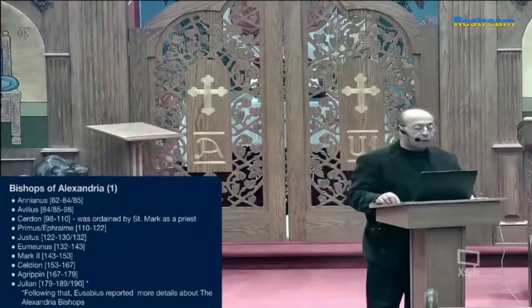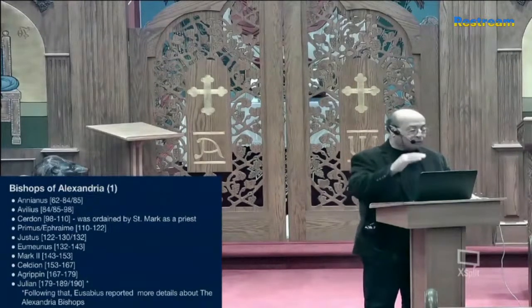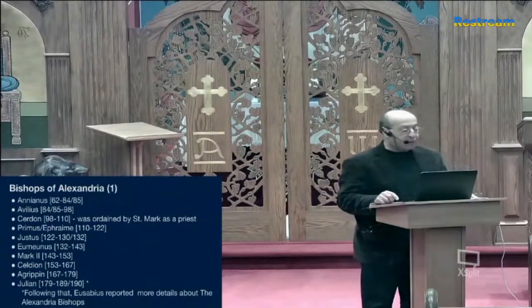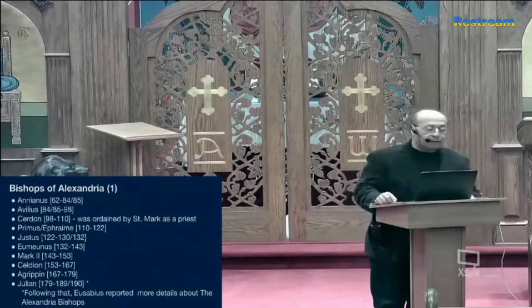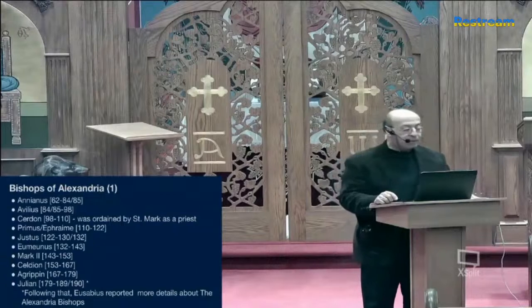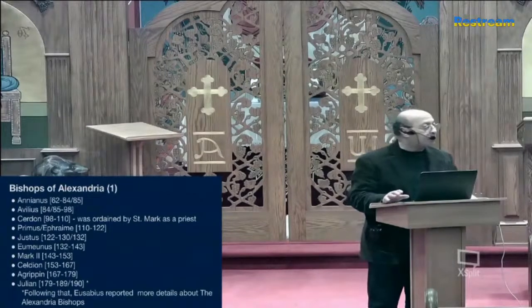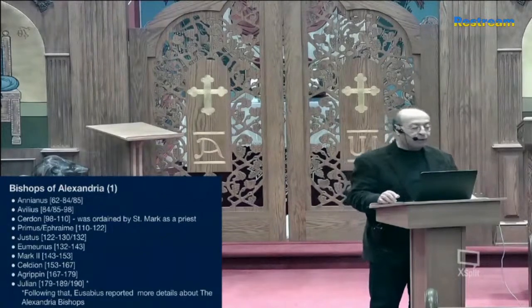So Ananias, that's the name that we need to know. But others, we'll just mention quickly: Avilius, Sardon, Primus, Justus, Eumnus, Mark II, Seldion, Agrippin, Julian, and then following Julian, Eusebius reported more details about the Alexandrian bishops from then on. And that's about the end of the 2nd century, because Julian reigned from 179 to 189/190.